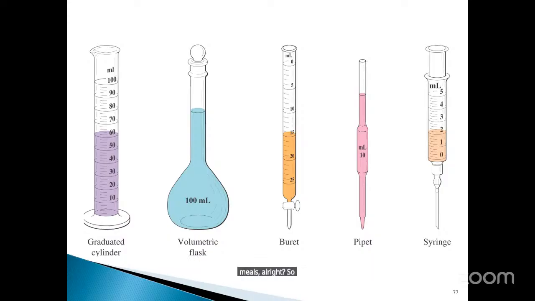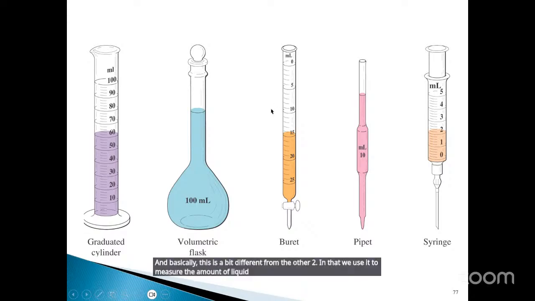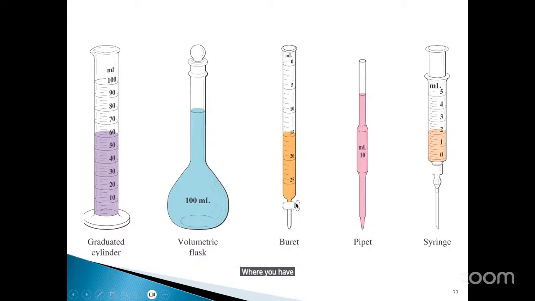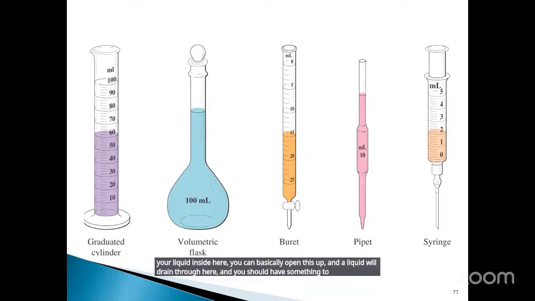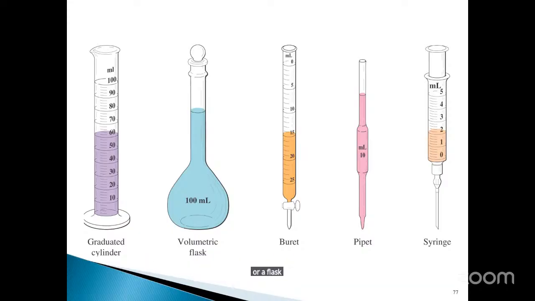So that's the volumetric flask. And then you have what is called a burette. Basically, this is a bit different from the other two in that we use it to measure the amount of liquid that is dispensed from it. Let me just explain what this is all about. It's a cylindrical piece of glassware where you have a stopcock right here at the end. If you have your liquid inside here, you can open this up and the liquid will drain through here. And you should have something to receive the liquid, like a beaker or a flask, underneath it, right?